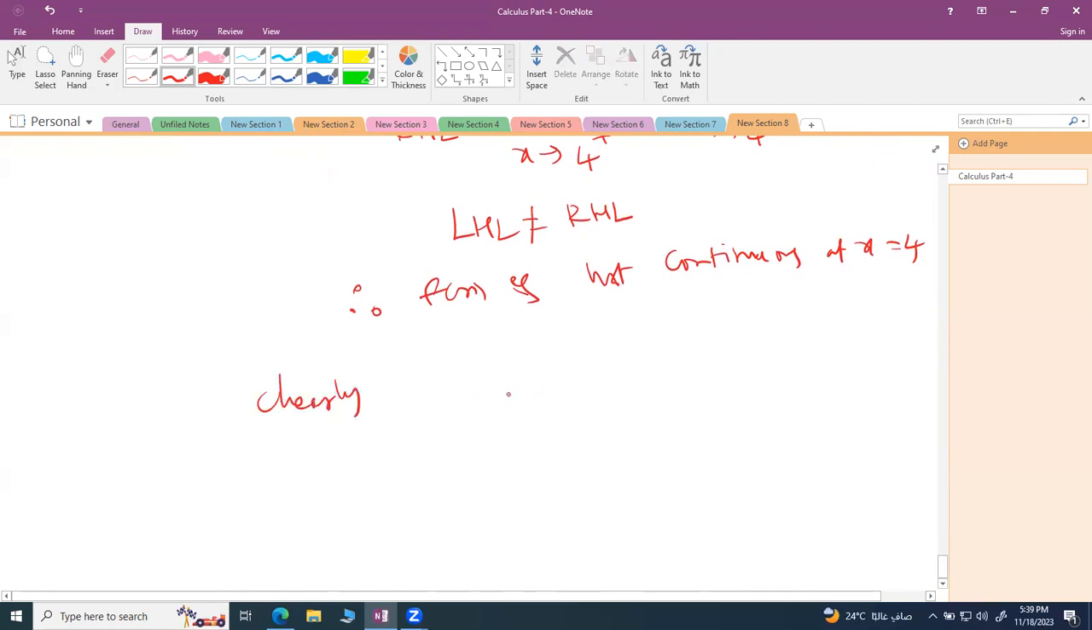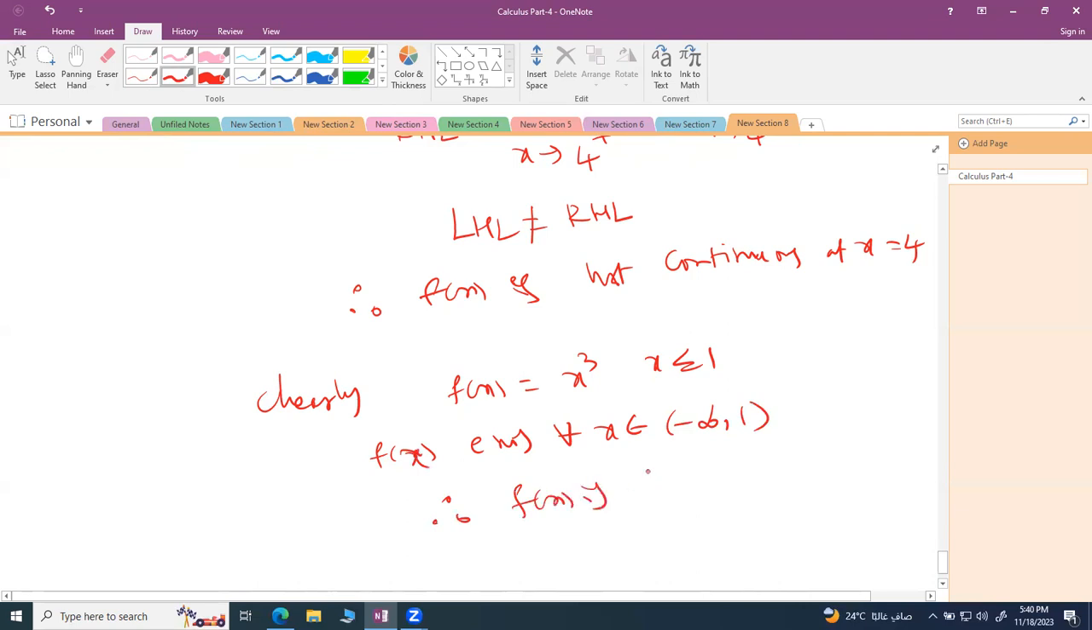Clearly, f of x equal to 3 power x, x less than or equal to 1. f of x exists for all x belongs to minus infinity to 1. Therefore, f of x is continuous to the left of 1.